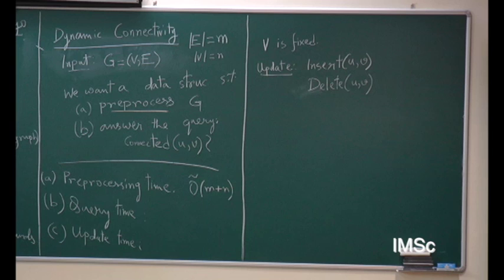And at an even higher level, for any given dynamic graph algorithms problem, the challenge is, can you do significantly better than running the naive static algorithm after each update or query? Can you do asymptotically better? That is the challenge.